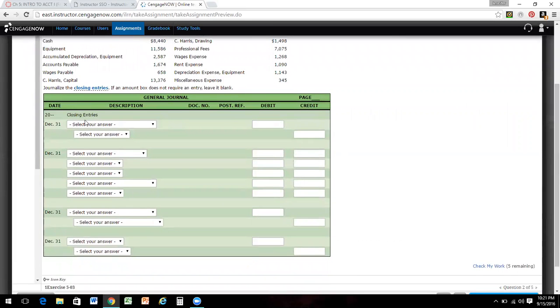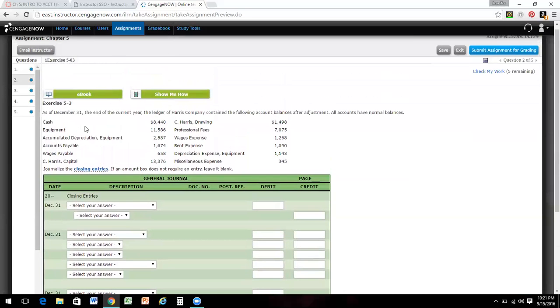You can tell revenues first. You're going to have several expense accounts. Close out your income summary. Close out your drawing. So you guys use this information. There's a video there if you need help.